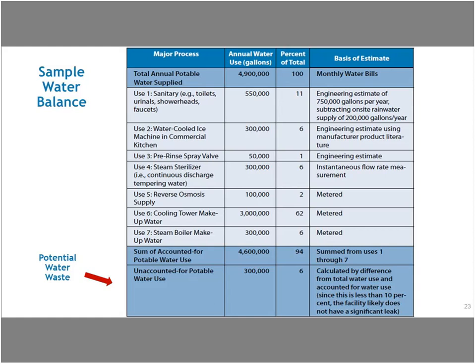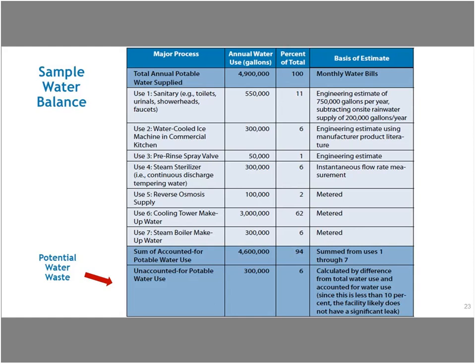Each end use here was estimated and subtracted from the total water usage, and there was 6% of the water use left over. There were about 300,000 gallons that weren't in the equipment inventory. That's relatively normal, because 6% is about what most facilities have. If it was more than 10% different, then you would know that you have a significant leak and that you have no idea where this water use is coming from.